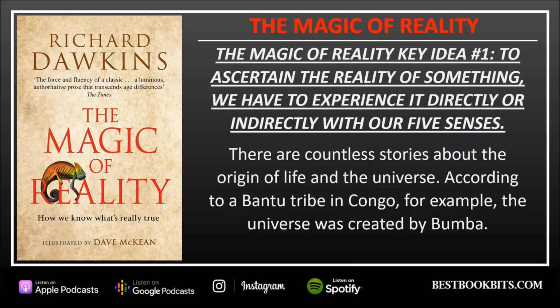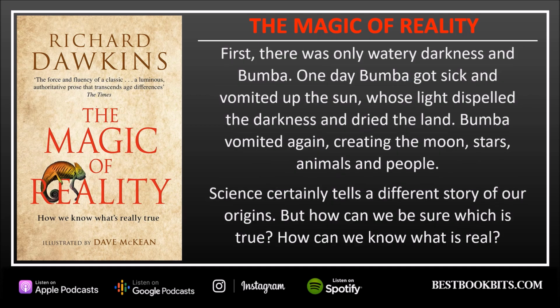The magic of reality key idea number 1. To ascertain the reality of something, we have to experience it directly or indirectly with our 5 senses. There are countless stories about the origin of life and the universe. According to a Bantu tribe in Congo, for example, the universe was created by Bumba. First there was only watery darkness and Bumba. One day, Bumba got sick and vomited up the sun, whose light dispelled the darkness and dried the land. Bumba vomited again, creating the moon, stars, animals, and people.